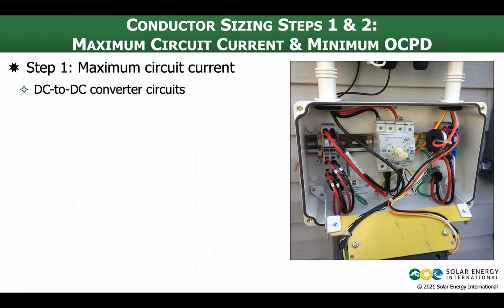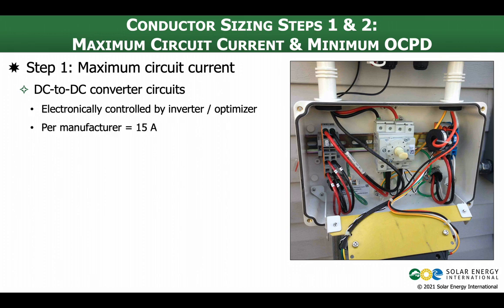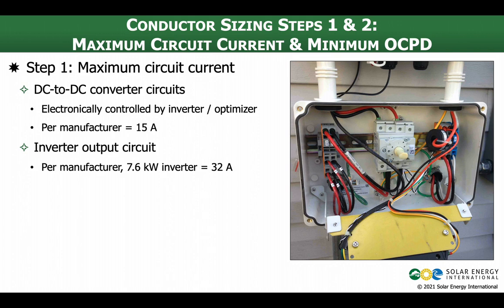For the DC to DC converter circuits, remember there's two of them, we follow the manufacturer's requirement. These are going to be electronically controlled by the inverter and optimizer. Per the manufacturer, they are limited to an output of 15 amps. So that's our maximum circuit current. For the inverter, again, per the manufacturer, it's limited to no more than 32 amps. We already have seen that number earlier.